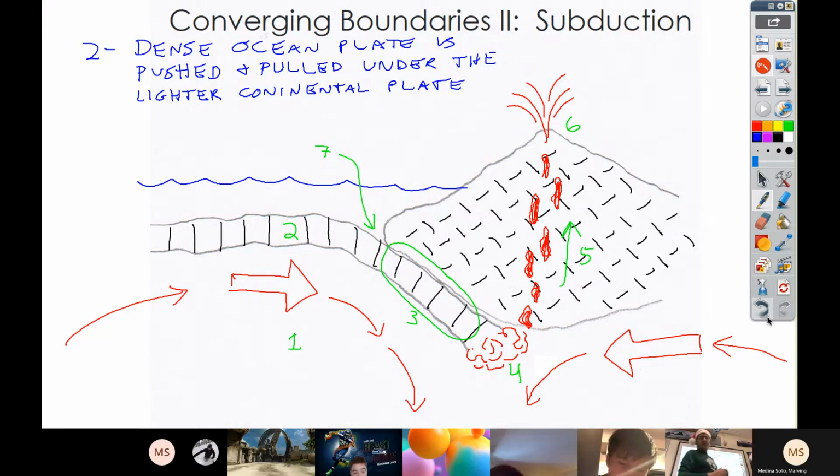So the denser oceanic plate is pushed and pulled under the lighter continental plate. So this oceanic plate is being pushed from a spreading center, from a diverging boundary by seafloor spreading. It's being pushed towards the continent. But then at the same time that it's being pushed, it's actually being pulled underneath because of the mass of the plate that's already gone underneath there. It keeps pulling more behind it.